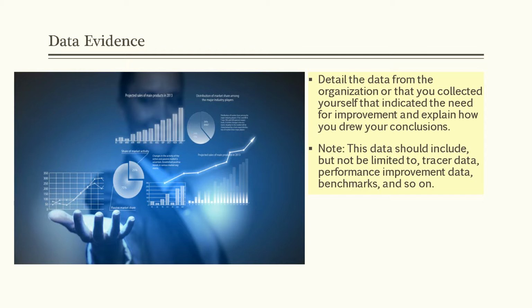In this element or section of your paper, you're going to talk about the data evidence that supported you choosing this as an improvement project. So you have to look beyond just, oh, they're not performing well in this area. For example, HAIs. I'll just use the case study as an example. The case study said that they had a 5% increase in their HAIs.